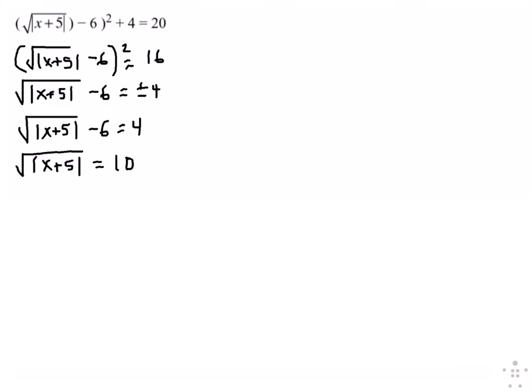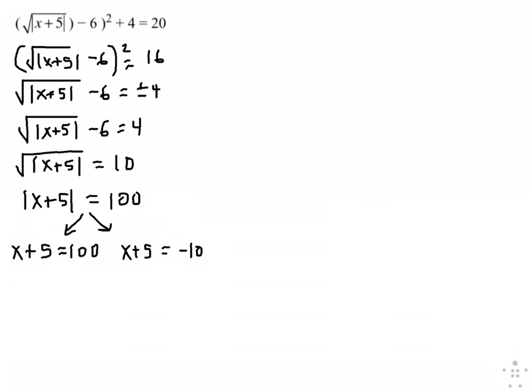And then to get rid of the square root, I'm going to square both sides. So I have the absolute value of x plus 5 equals 100. And then absolute value equations we split into 2, right? So the first one is x plus 5 equals 100. We strip everything away. And the second one is x plus 5 equals the opposite of the right, negative 100. So in this case, we subtract 5 and we get x equals 95. In this case, we subtract 5 and we get x equals negative 105.